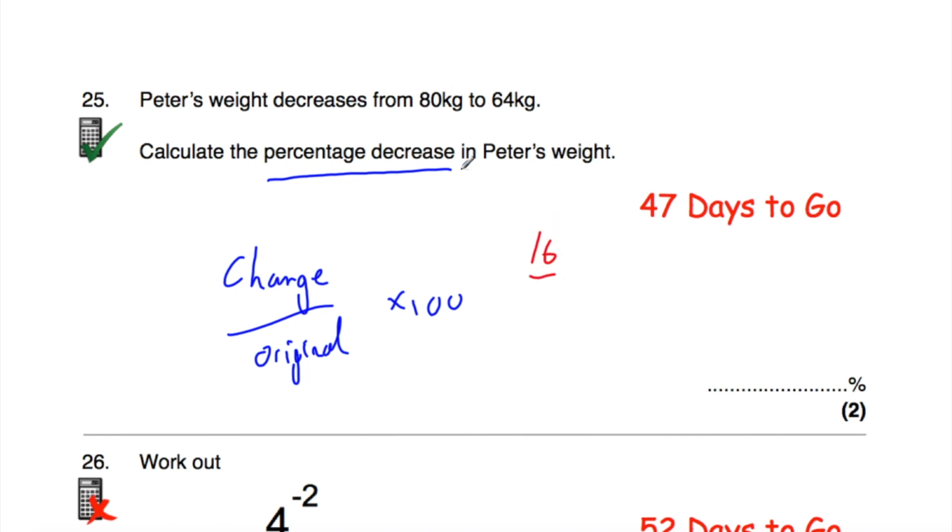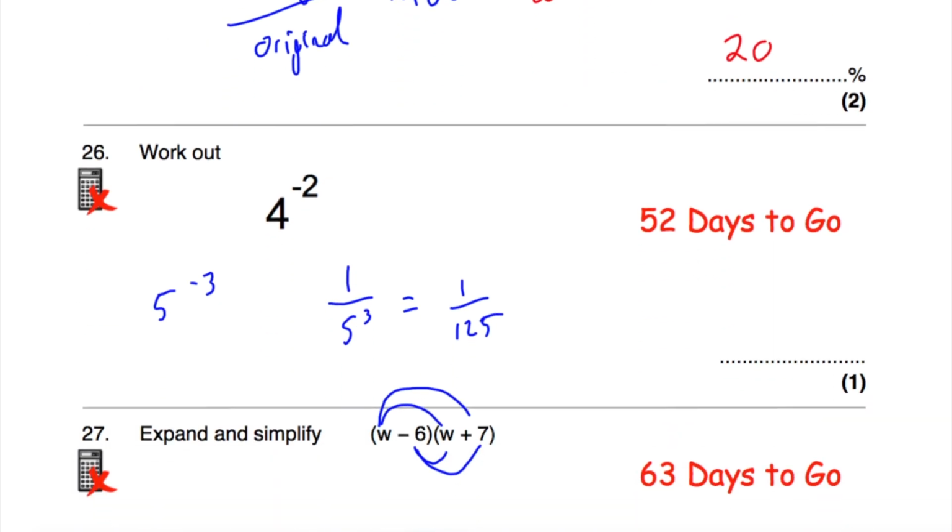Divided by the original, which is 80, and then we're going to multiply by 100. And if it's a calculator question, if we type this into our calculator, 16 divided by 80 multiplied by 100, that's equal to 20%. So the answer is 20%. And if you got that, well done. Okay, our next question, question number 26.